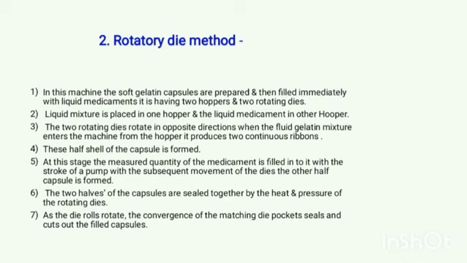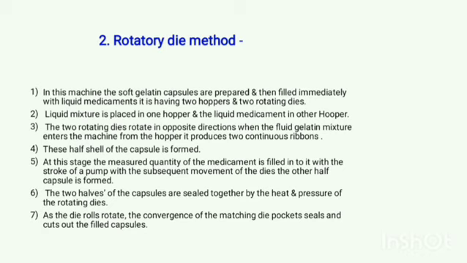Second, the rotary die method. In this machine, the soft gelatin capsules are prepared and then filled immediately with liquid medicaments. It has two hoppers and two rotating dies. The liquid gelatin mixture is placed in one hopper and the liquid medicament in the other hopper. The two rotating dies rotate in opposite directions.